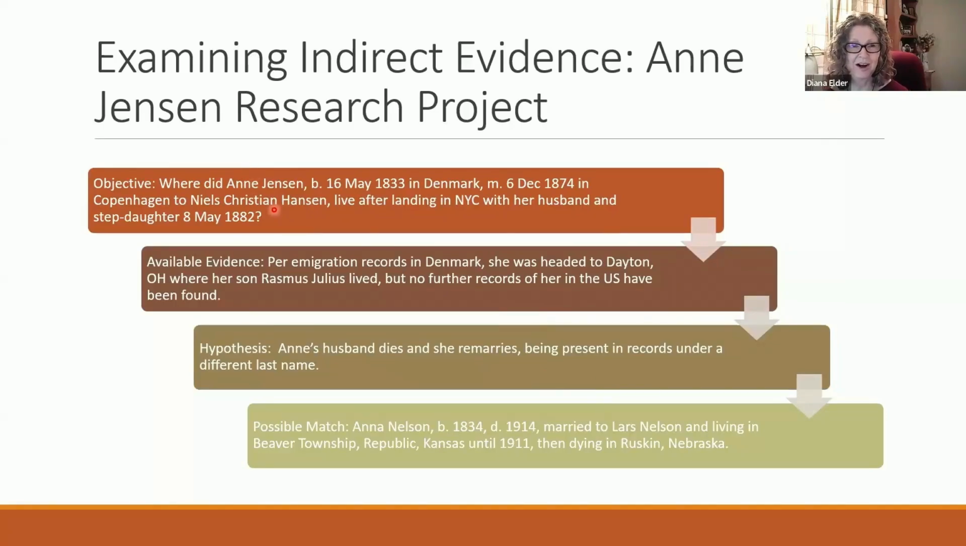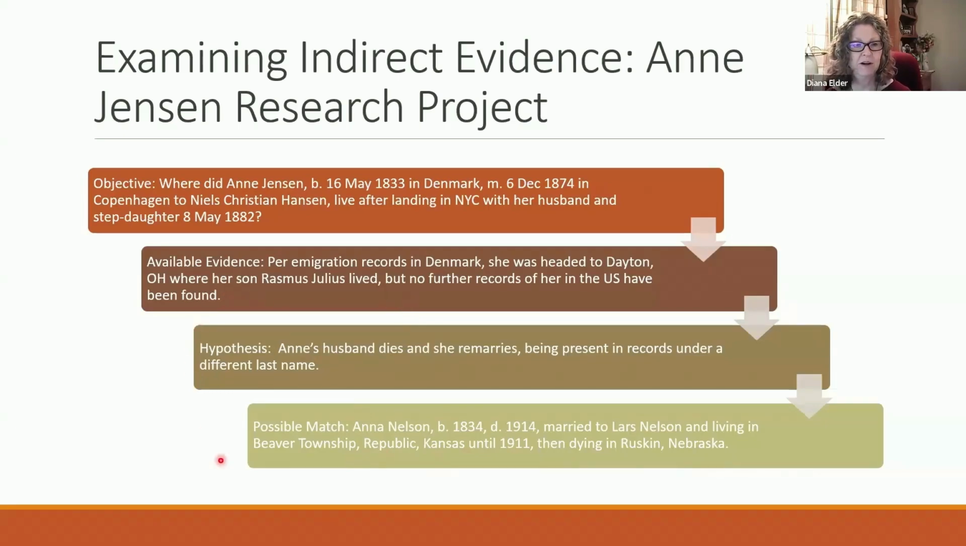So you could see the problem here. Anne Hansen, very common names, both surname and first name. So that would be a challenge for one thing, just the naming. Now there's a possible match that we have assembled some evidence for: an Anna Nelson who was born 1834. So this is close to 1833, died in 1914, married to a Lars Nelson and living in Beavertown, Republic, Kansas until 1911, then dying in Ruskin, Nebraska. So that doesn't necessarily fit the idea that she was going to Ohio.